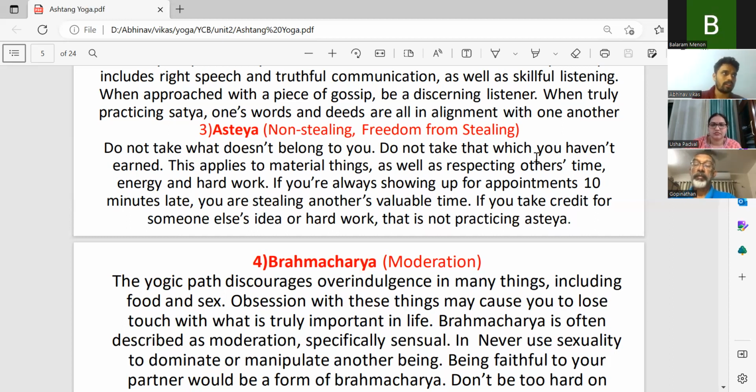See, karmasteya means action, somebody's work or anything. If somebody has done hard work, and you take that and present it, saying I have done this, then that also comes under steya. What we do: somebody has prepared very good book notes, and if I say I have done this, then I have stolen somebody's work.